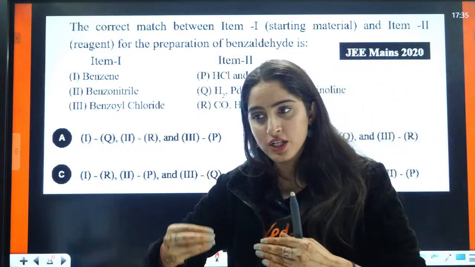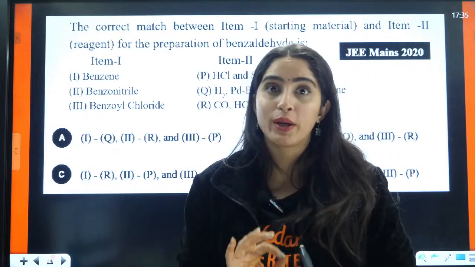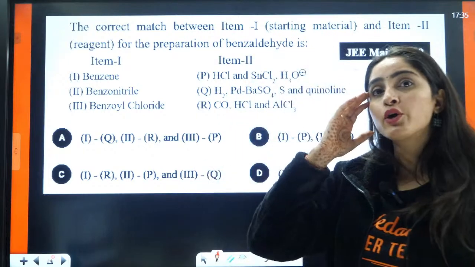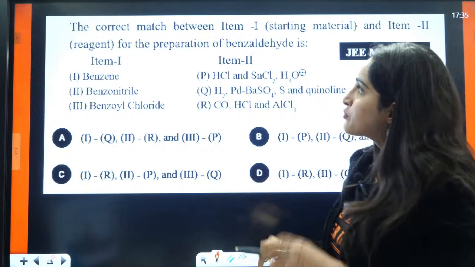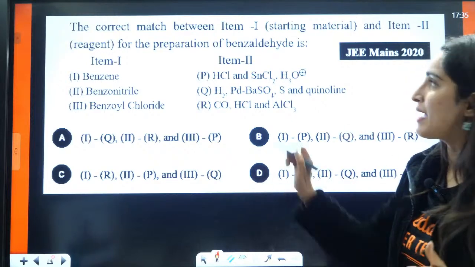Now, after this lecture, after the theory part, we are going to take up a lot of questions, right? Around 20-25 questions we will take. From that, you will be able to realize how many questions they ask from match the following, right? So, this is the correct match between item A and item B for the preparation of benzaldehyde.